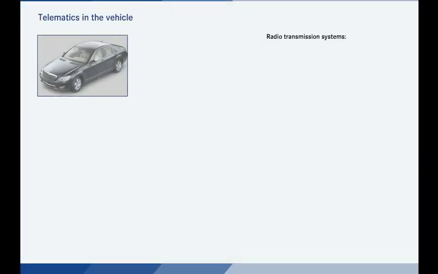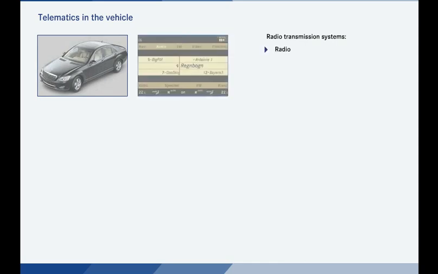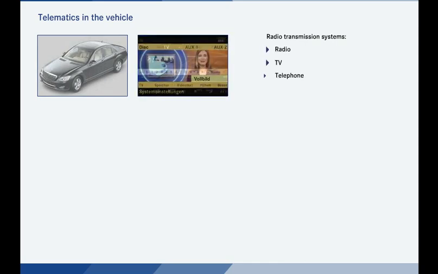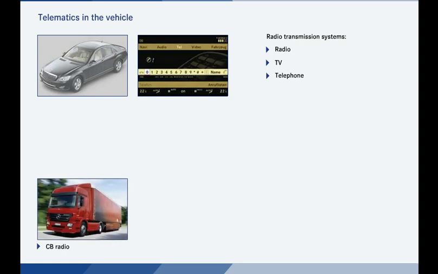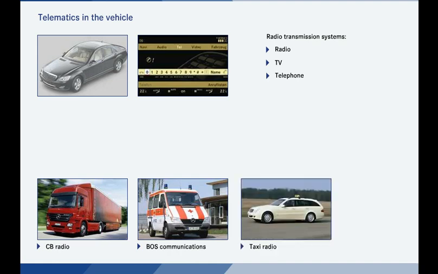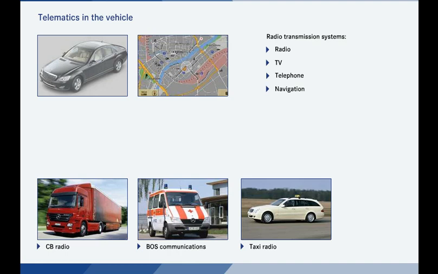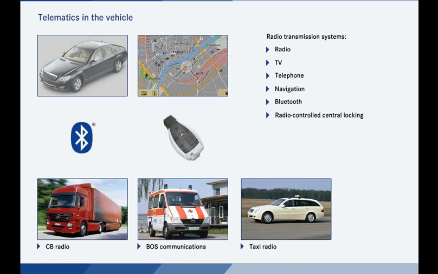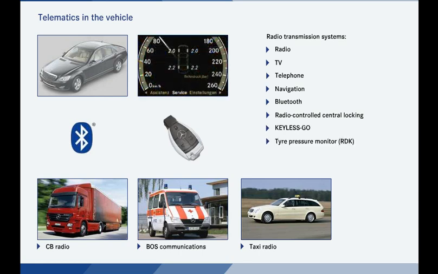Radio transmission inside the vehicle concerns the following systems: radio, TV, telephone, CB radio in trucks, BOS communication systems in vehicles operated by German emergency services organizations and authorities, for example, rescue services, and taxi radio systems. Radio transmission is also used in the navigation system, systems which make use of Bluetooth, the radio-controlled central locking function of the drive authorization system, the keyless go functions, and the tire pressure monitor.